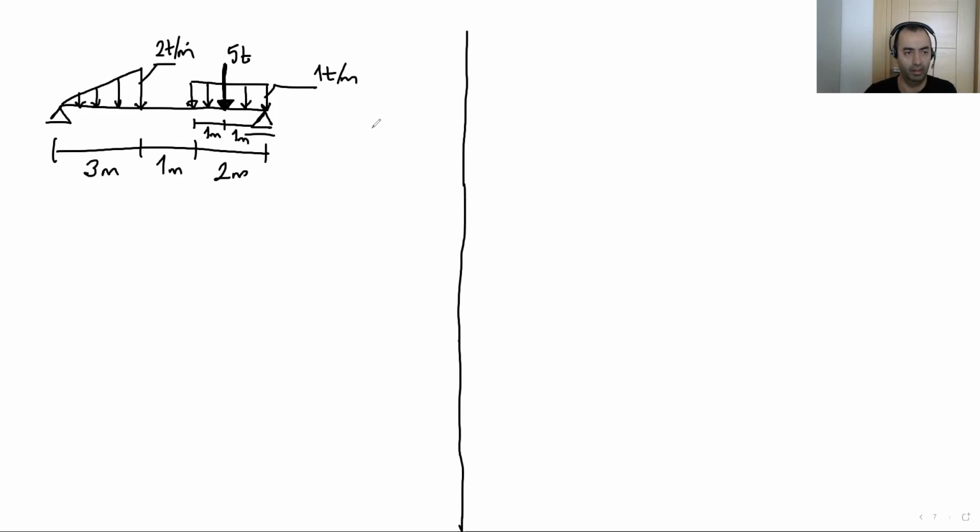Here we have a beam system. On the beam system, we have triangular distributed load, uniform distributed load, and there is one more concentrated load at this point. What are the support reactions? Again, the question is.